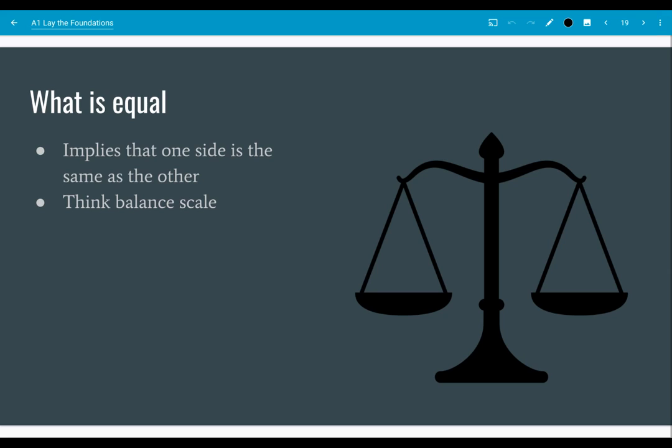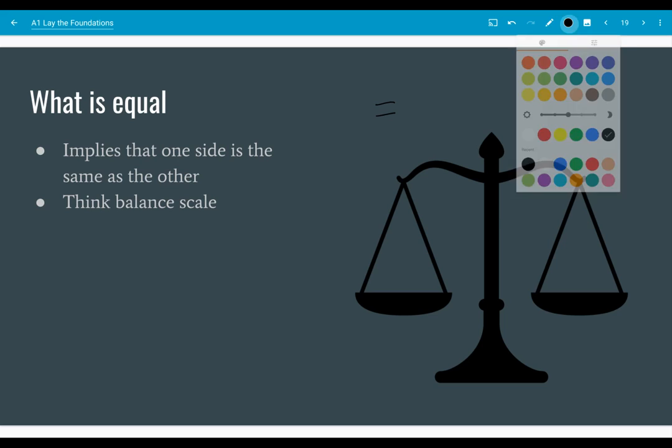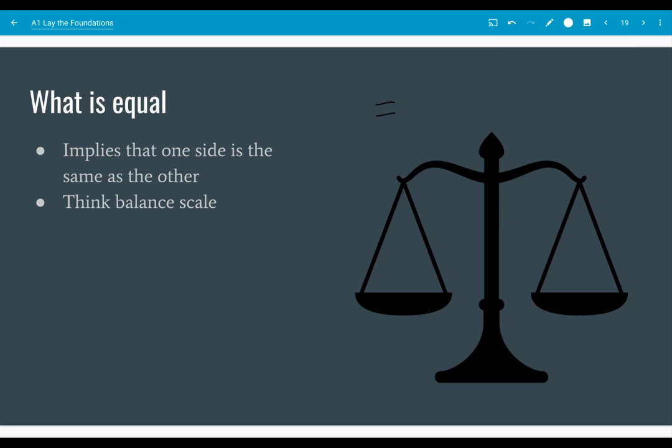So let's get started. So what is equal? So our equal sign, what is equal? That equal implies that one side is the same as the other. So if we think of this scale picture here, if I put something here that is 5 pounds, and I want to make it the same, I have to put something over here that is the same, right? If I have 5 1-pound blocks, that's the same as 1 5-pound block. We can say that they are equal, right?